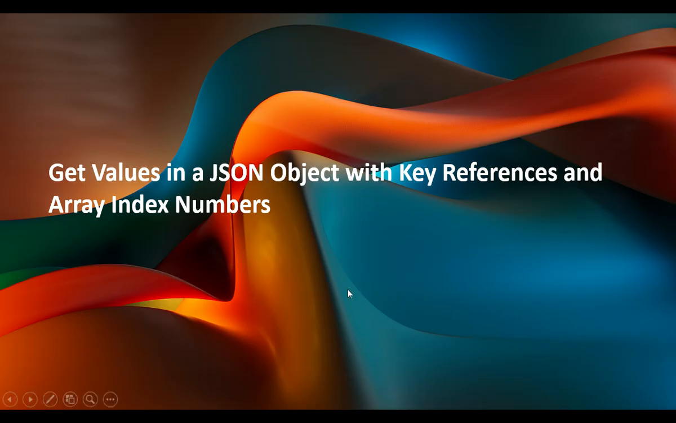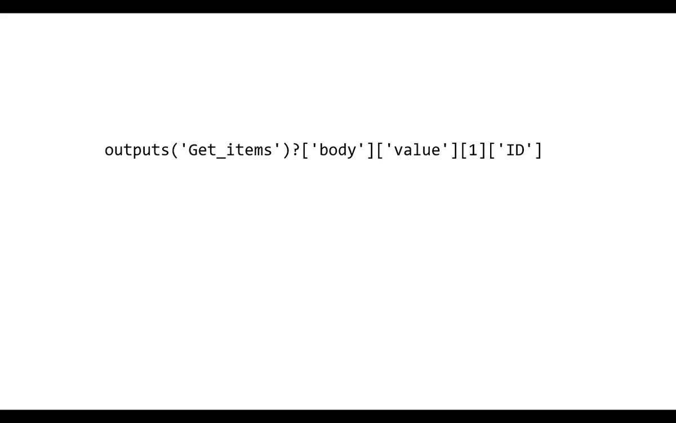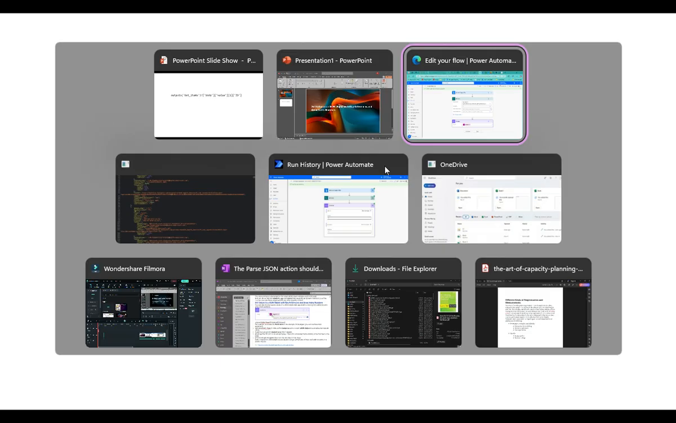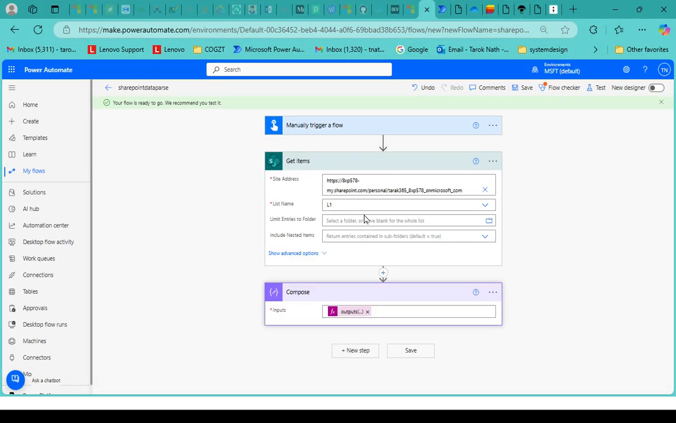Hi everyone, welcome back. Today we will see how to get values in a JSON object using key references and array index without using a JSON parser. Here it will be a simple expression where we will not be using any JSON parser. This is the expression which we will be using. This is just a glimpse. Now let's go to my flow which I've created.